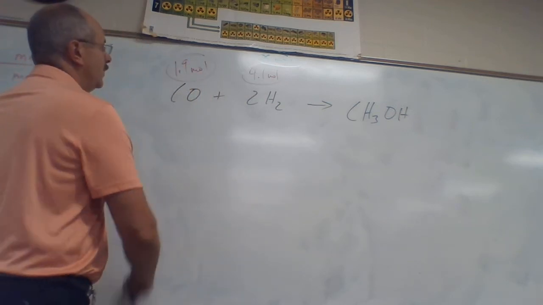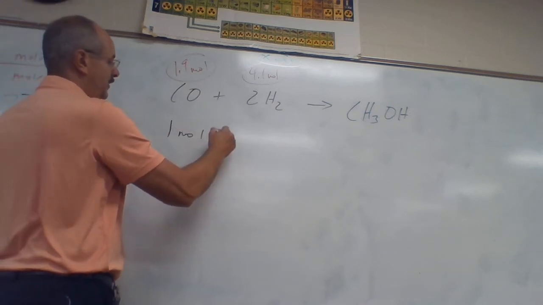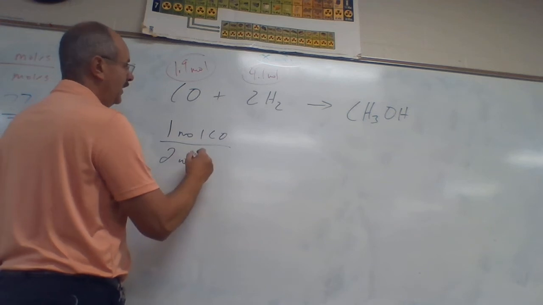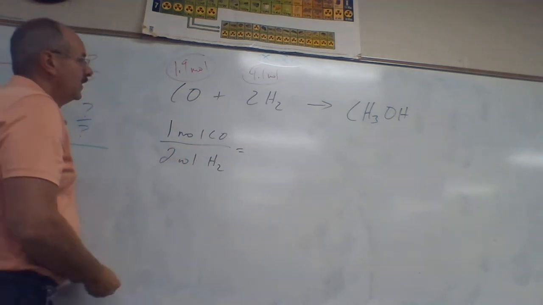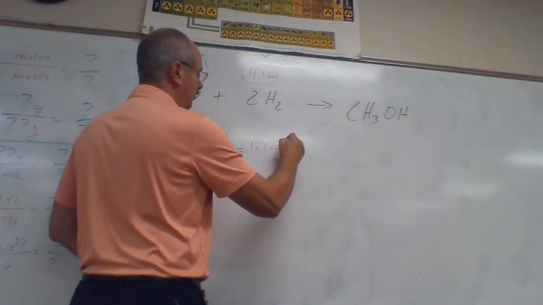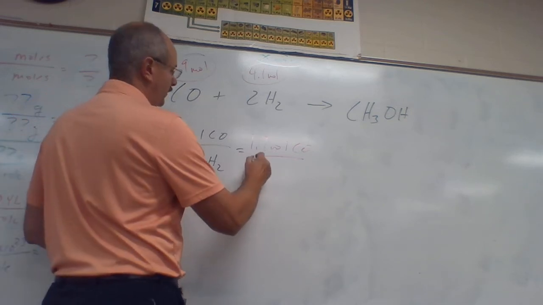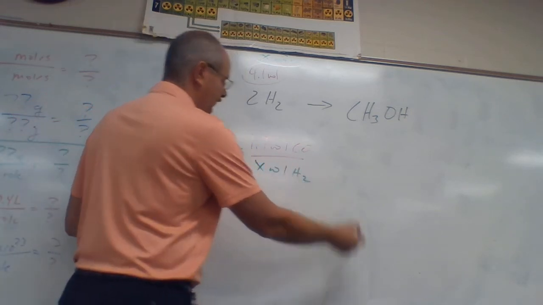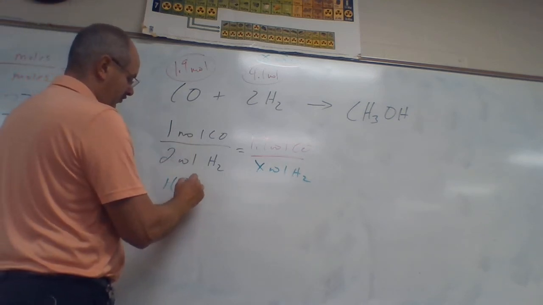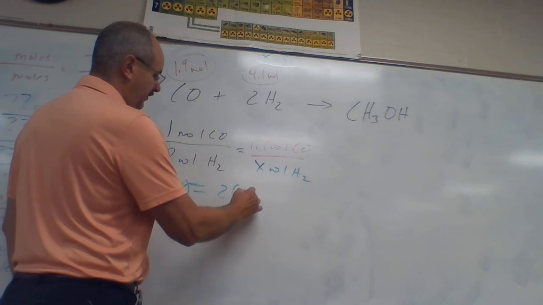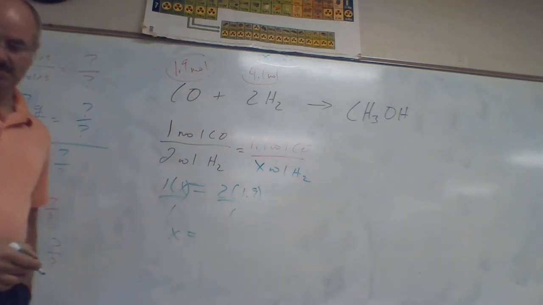And this is moles to moles, so it's the first process. So we're going to go 1 mole of CO combines with 2 moles of H2. All right. Well, then we got really 1.9 moles of CO over my green one, which is X moles of H2. So cross multiply. 1 times X equals 2 times 1.9. Divide by 1, divide by 1. So X ends up equaling 3.8.